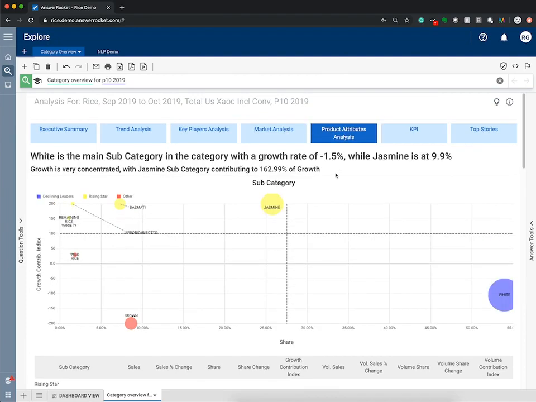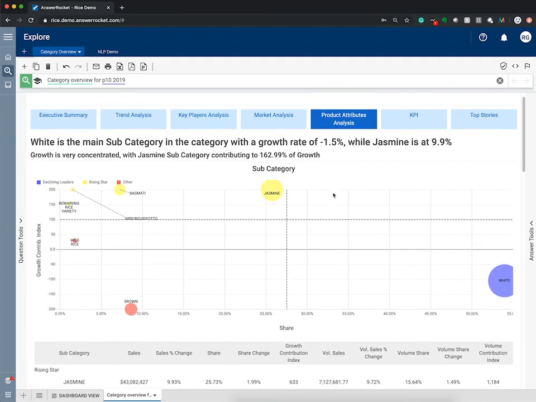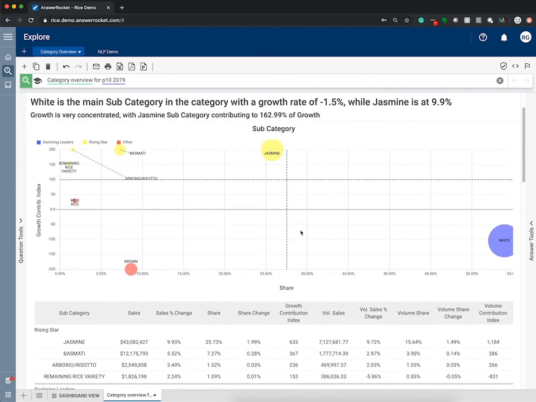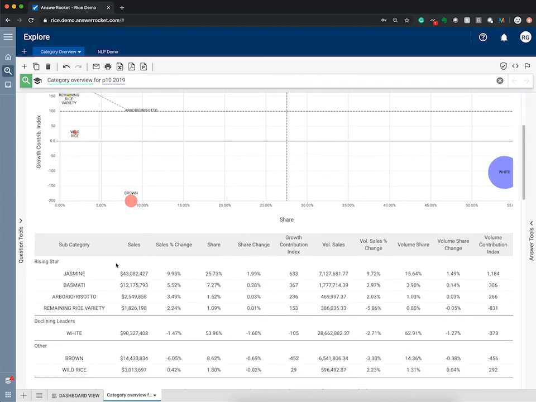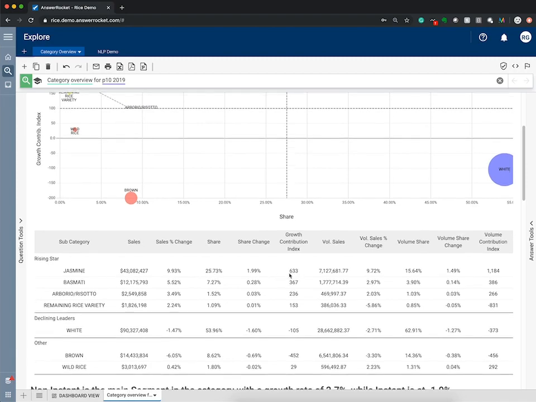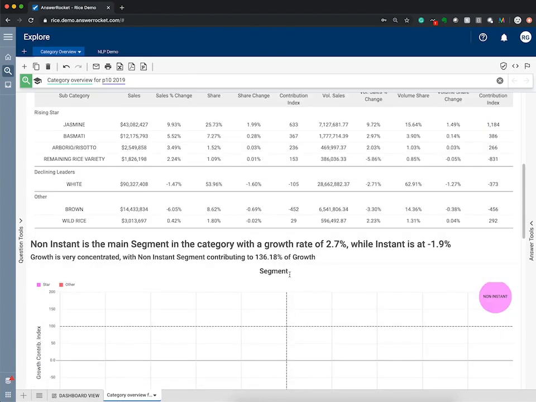From there, we look at different product attributes. What subcategories are growing and driving the category forward? I can see that, again, white is actually segmented here as a declining leader. It's got over half the market. However, its growth contribution index is negative, meaning that it's declining over time. Above that, I can see what we saw in the executive summary is that Jasmine has a lot of share, a lot of sales comparatively to the rest of the subcategories, and it's growing very rapidly as well. So something to be on the lookout for.